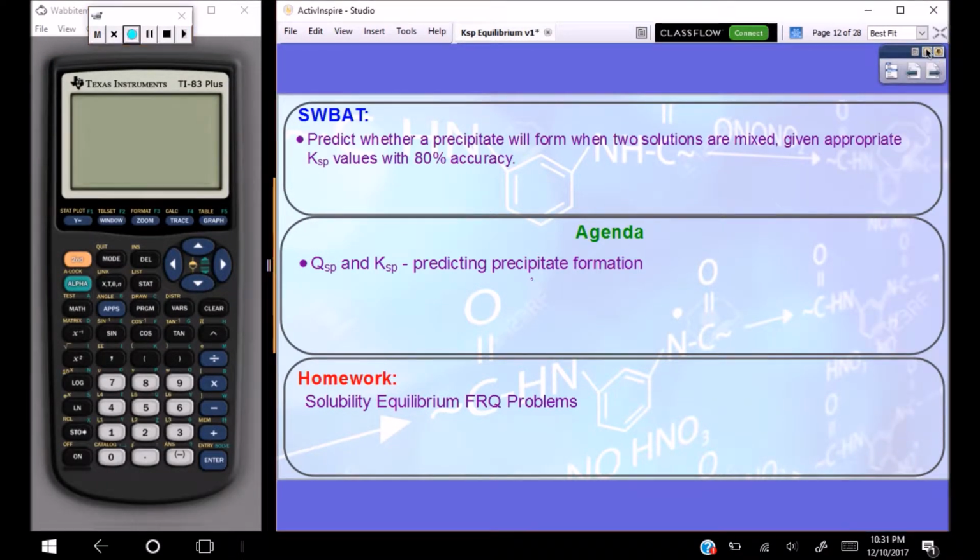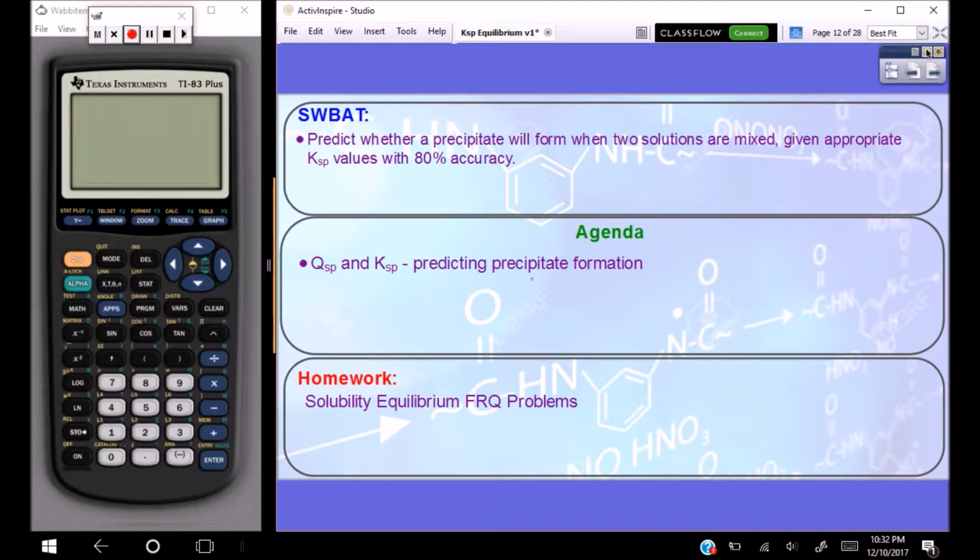Okay, hello class. Today we are going to predict whether a precipitate will form when two solutions are mixed, given the appropriate KSP values. This is the second playposit of 3 for solubility equilibrium. It pairs well with the equilibrium FRQ problems. When we use the word predict, we are definitely talking about the reaction quotient.